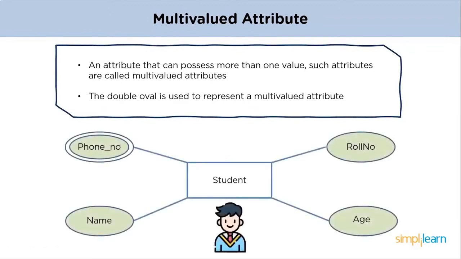In the example below, the student entity has attributes phone number, roll number, name, and age. Out of these attributes, phone number can have more than one entry, and the attribute with more than one value is called multi-valued attribute. Let's see derived attribute.